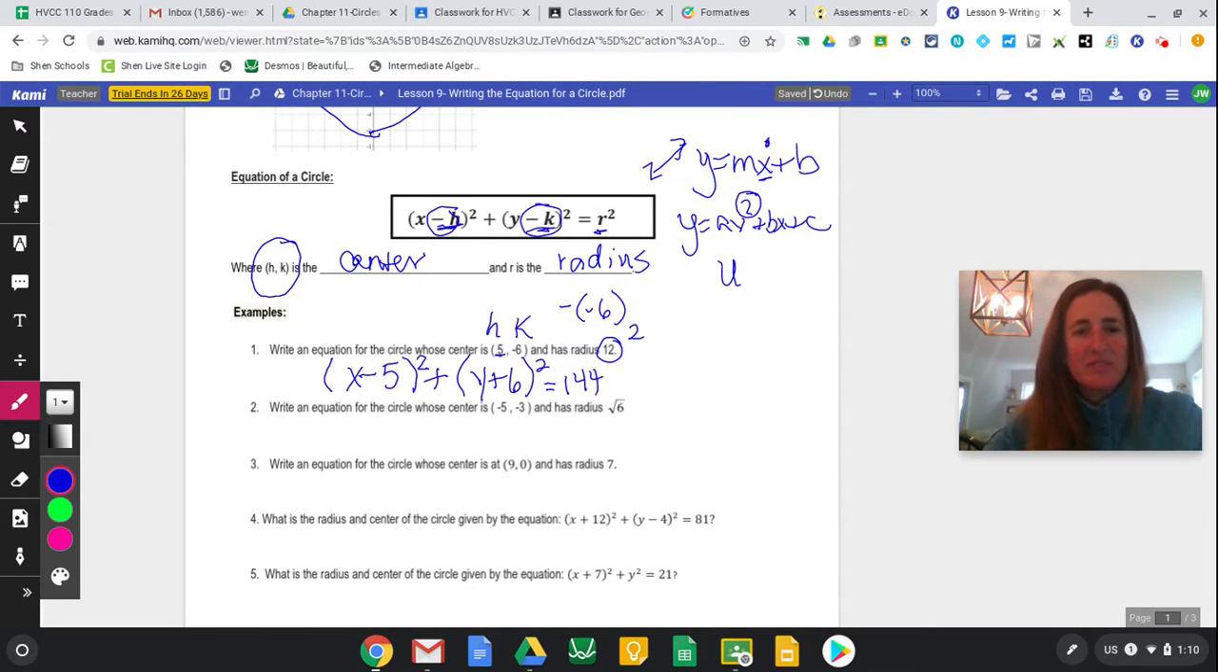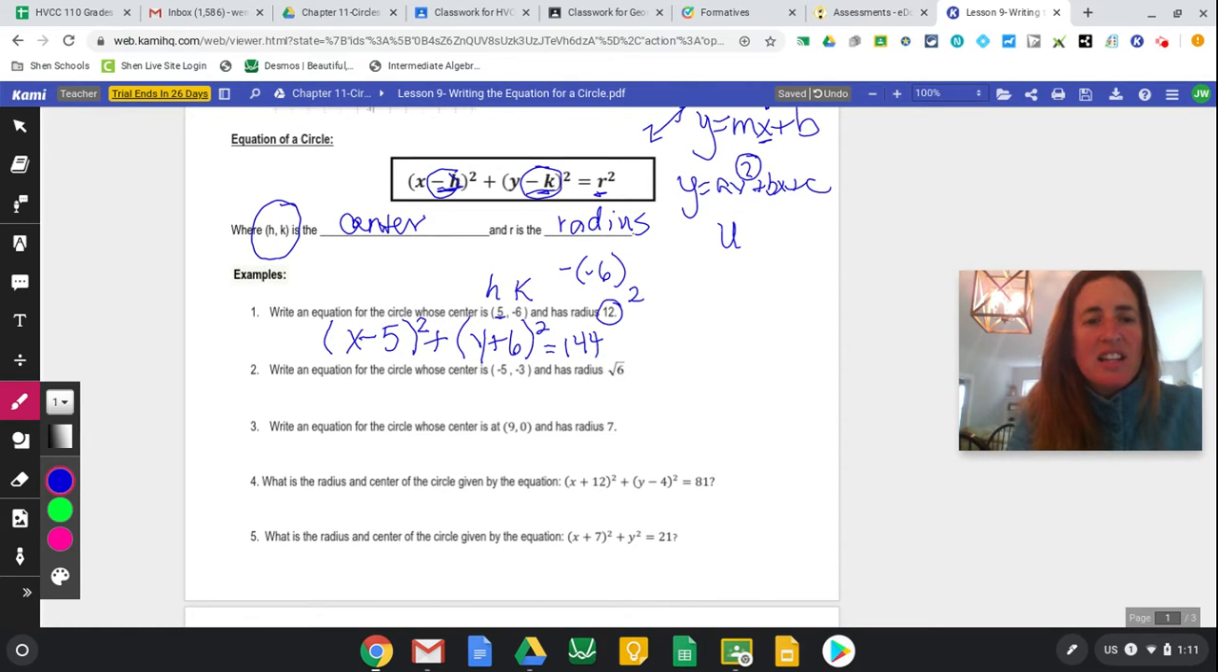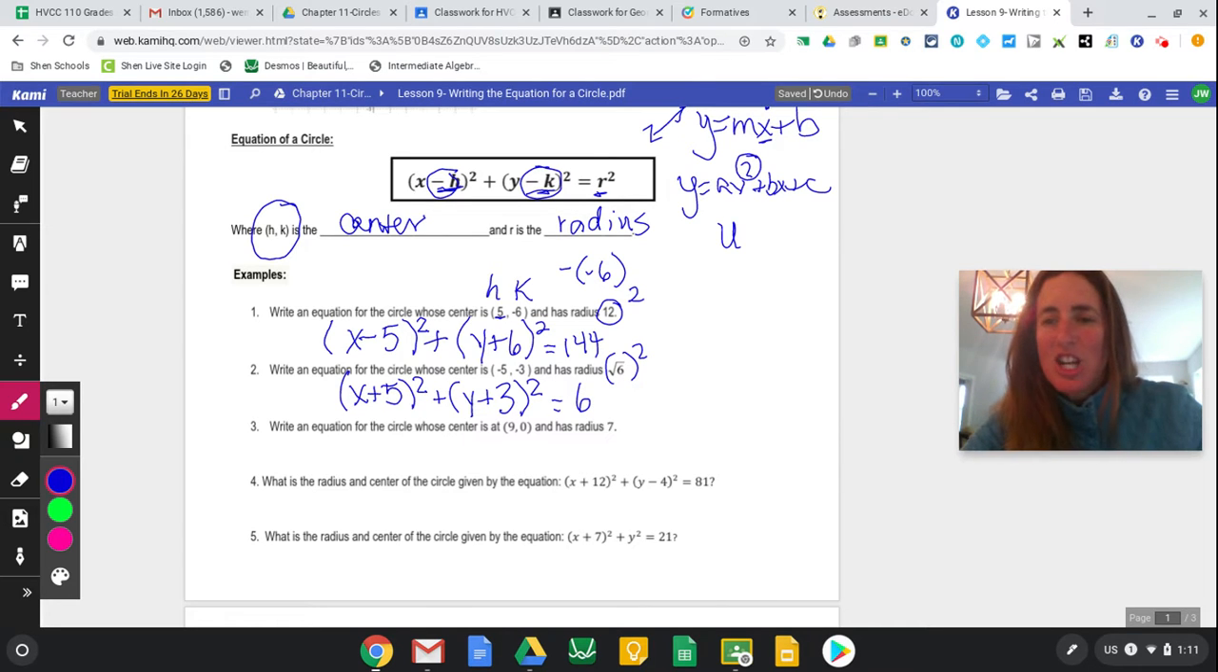Not too hard at all, right? Let's try the next one. Now we've got an equation for the circle whose center is negative 5, negative 3, and a radius of radical 6. We could do it. We're in honors. So we have x minus negative 5 turns it into plus 5 squared, plus y minus negative 3 is plus 3 squared. And if I square a square root, it's just the number that's underneath. So the end of it equals 6.